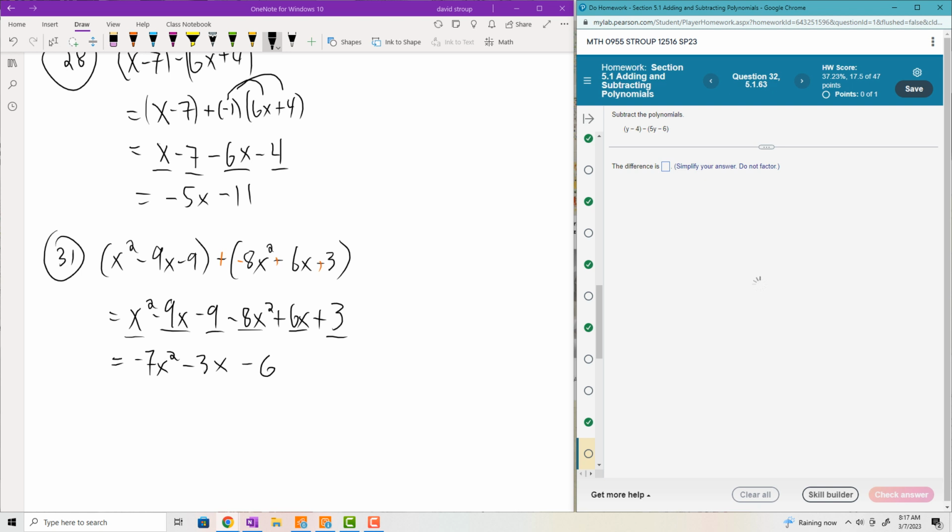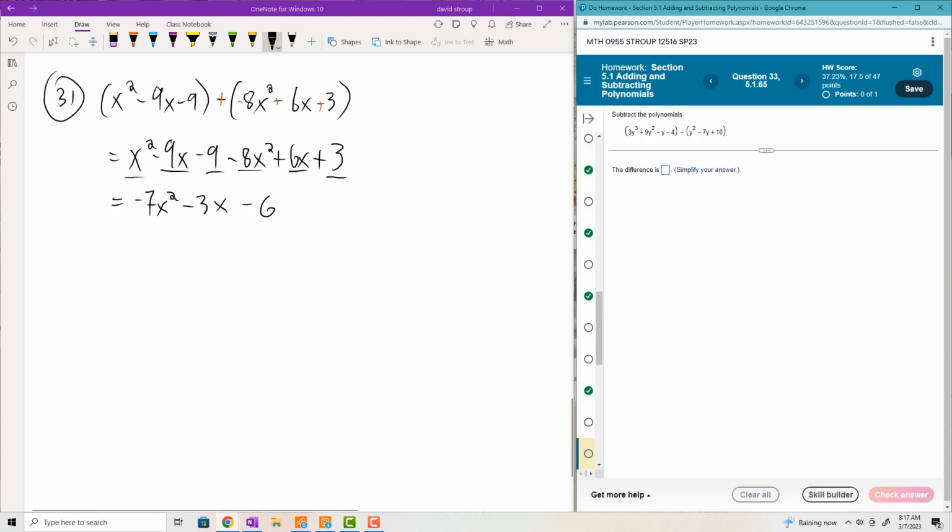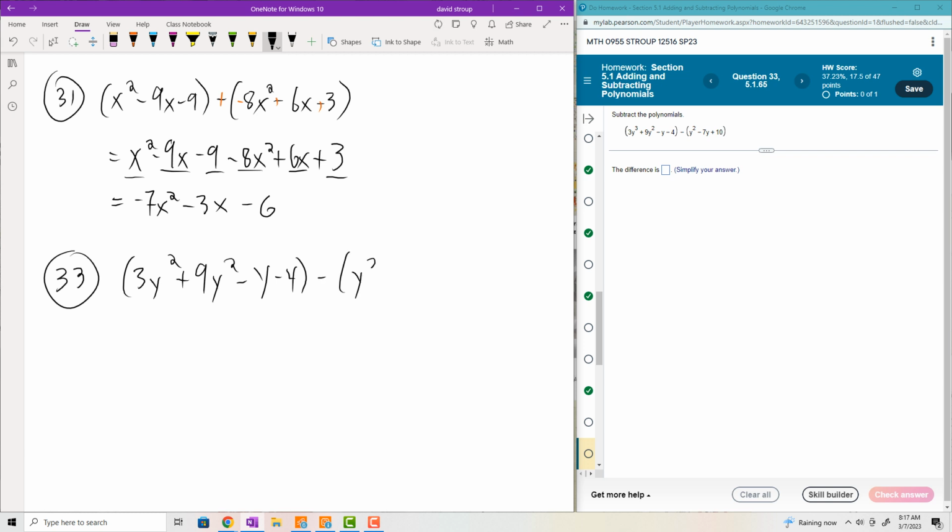Let's do like every other one. Okay, so 33, I have 3y squared plus 9y squared minus y minus 4 minus y squared minus 7y plus 10. And then we could zap this guy, plus, minus, minus. That would be 3y squared plus 9y squared minus y minus 4 minus y squared plus 7y minus 10.